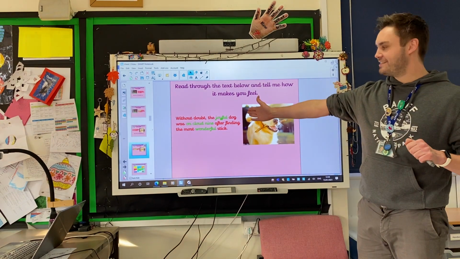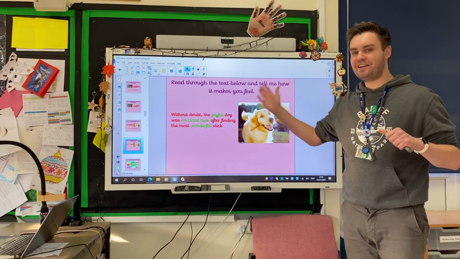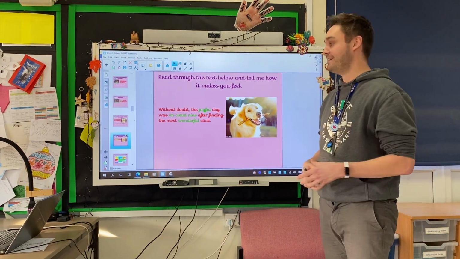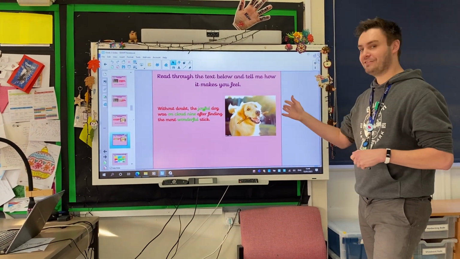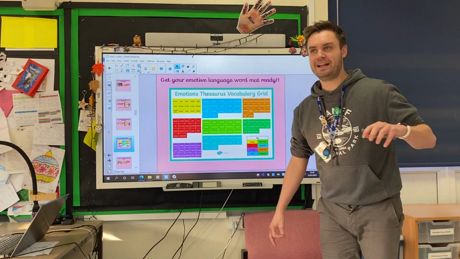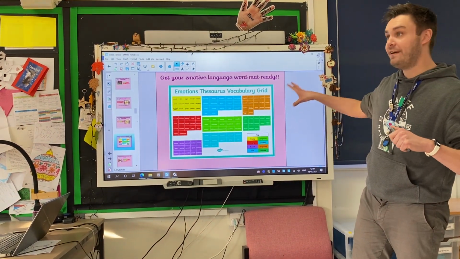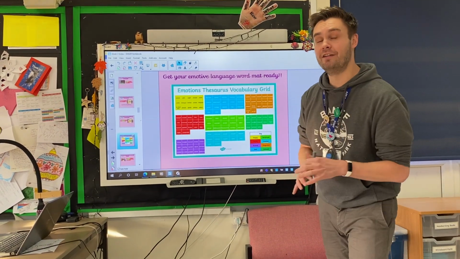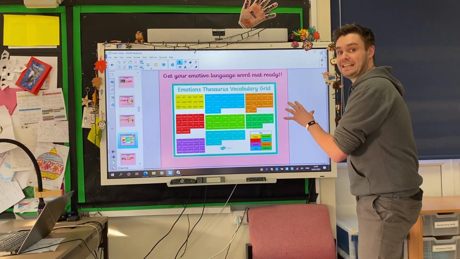So hopefully you noticed the word joyful, on cloud 9 and wonderful are all words that make you feel good in yourself. They make you feel happy. And look, how can you not be happy when you're a dog that looks like that? So one last task today. I want you all now to make sure you have this emotive language word mat ready. It is on your daily planner. It is there to help you.